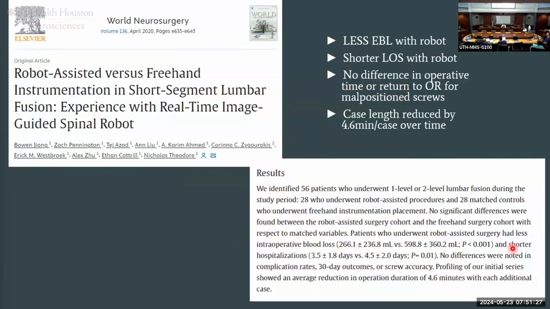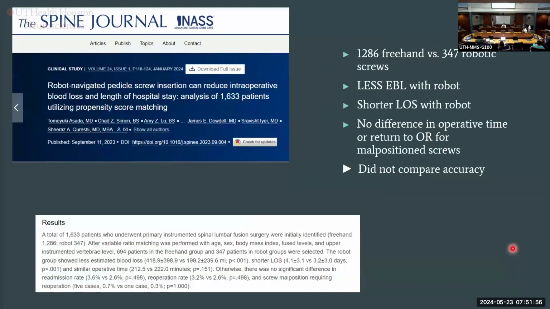Does it work, or does it offer any type of advantage? This is Dr. Theodore's, one of his first papers, compared 28 robotic cases to 28 open cases. There was less EBL with the robot, shorter length of stay, no difference in average operative case length or return to OR from malpositioned screws. And they actually found that the case length decreased by about 5 minutes every case. So in theory, the next 28 cases would have been faster than the open cases.